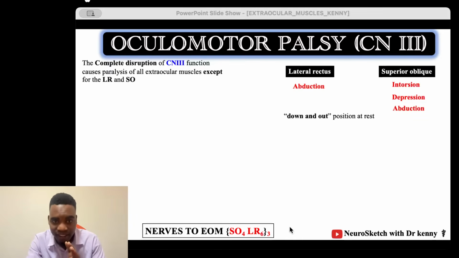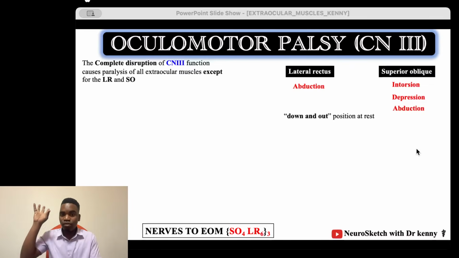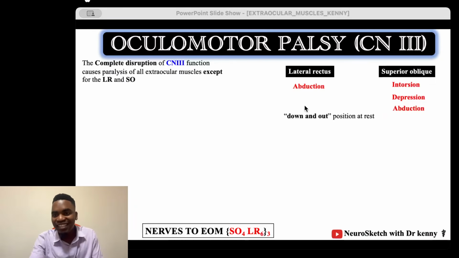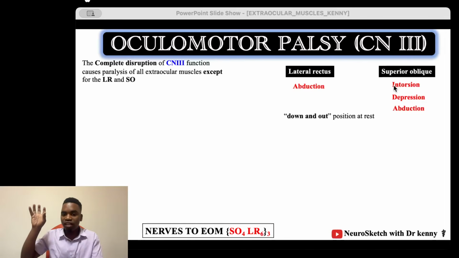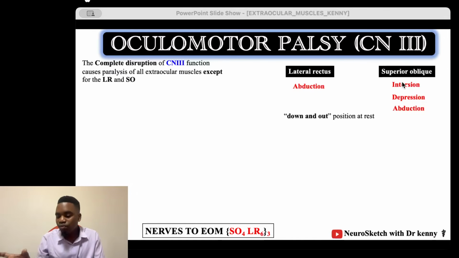At rest, it means that the natural position of the eye is maintained by all muscles, perfectly looking forward. But when we remove all other muscles, remaining with these two muscles, their action is to drop the eyeball, abduct, and medially rotate. Because the lateral rectus does the abduction, and the superior oblique also does the abduction, the eye will be abducted. The superior oblique muscle will depress the eyeball, and it also medially rotates it.